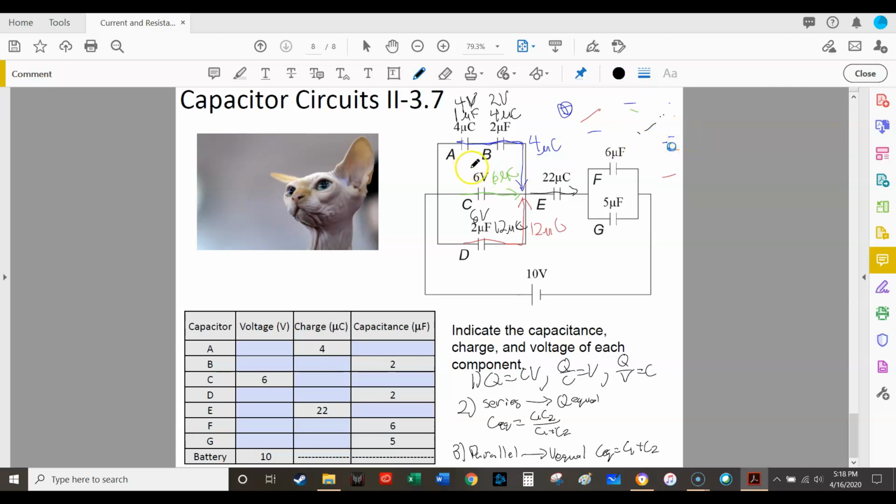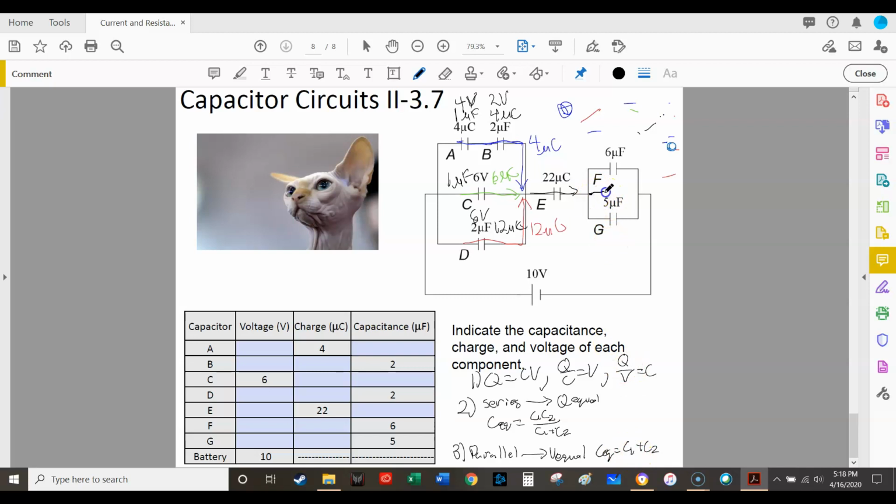And so 6 microcoulombs divided by 6 volts, that's going to be 1 microfarad. Okay. And now we have this entire part completed. In order to do this other part, to get the rest of this, we're going to have to combine these two capacitors together. Well, they're in parallel with each other. Well, if we put those together, we'll get just one capacitor.